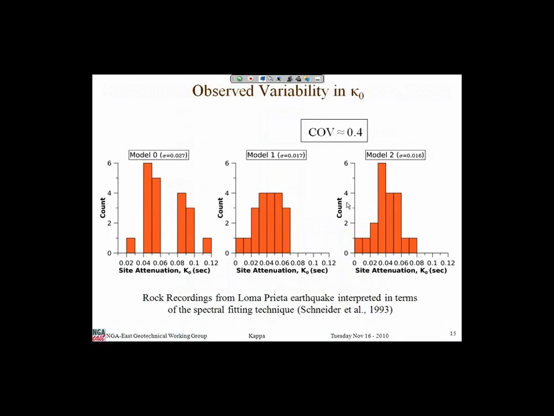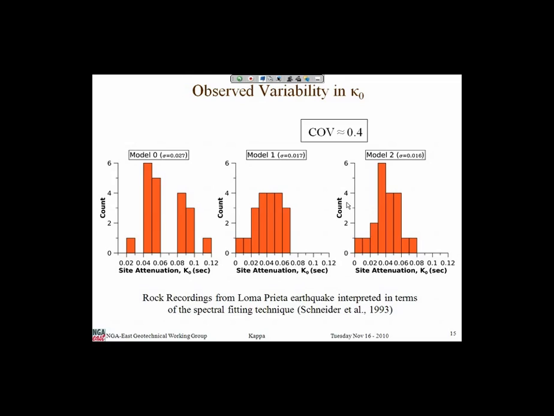Now, the other thing is uncertainty. We've got to know the uncertainty in this value. Unfortunately, we don't have enough data to really get uncertainty in the east. But there's a paper by Schneider et al. One of the et al. is Walt Silva, who's in the back of the room here. They looked at Loma Prieta and came up with some Kappa values for Loma Prieta rock. And they fit several models, came up with some standard deviations. Model 1 and Model 2 are inversions using point source, actually the finite source stochastic simulation model.